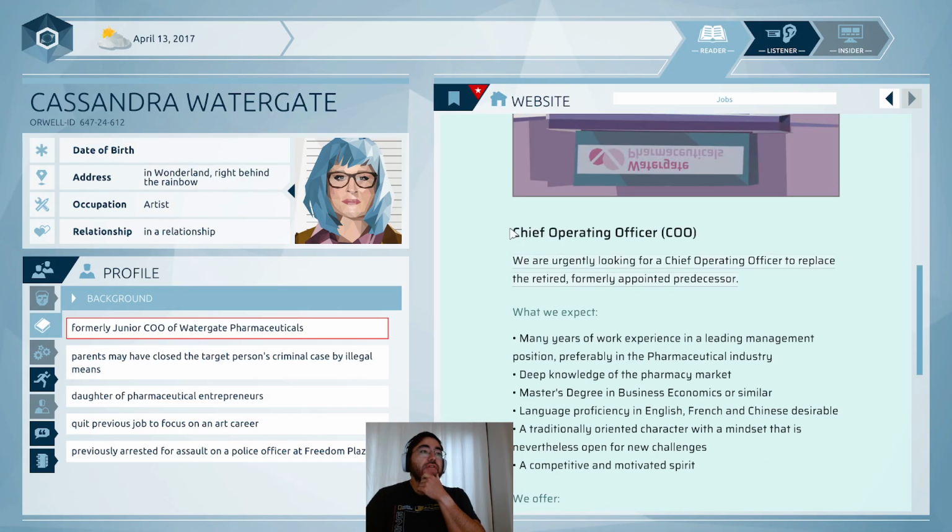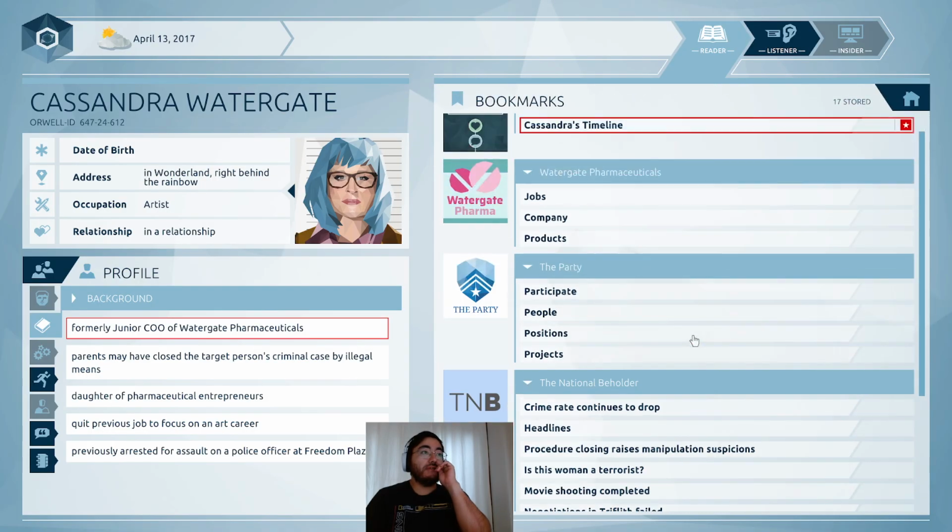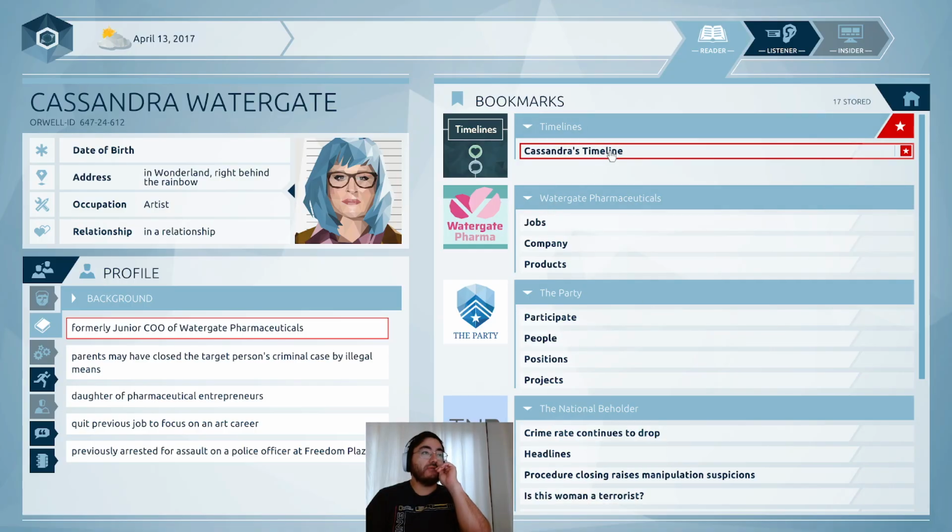I don't think we need to read all this. It doesn't really matter what that job is about. We need to find out more about... So, we know that she used to be a COO of Watergate Pharmaceuticals. Then something happened, and now she has blue hair. She is apparently bombing places, and so she's a radical now. That means someone who commits acts of terror and stuff like that. So what happened? We need to find out what happened in the middle.